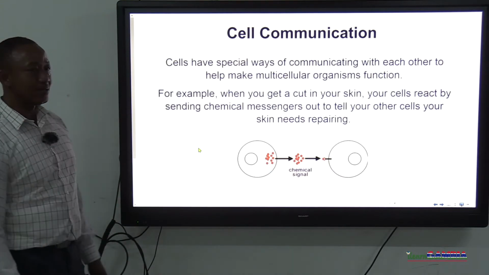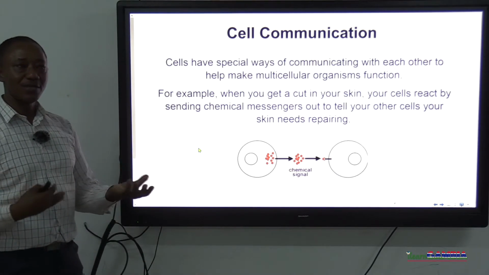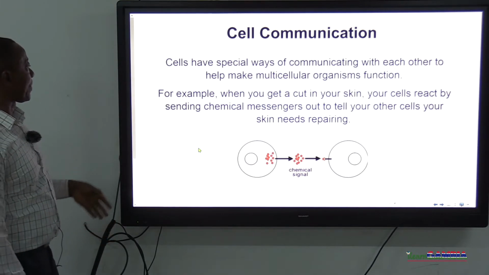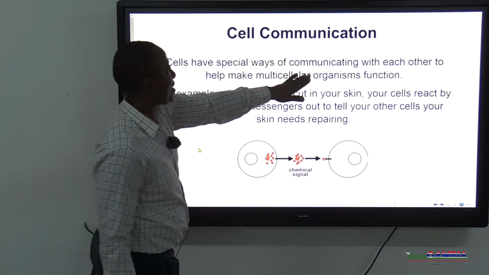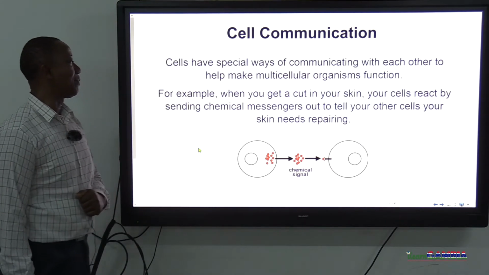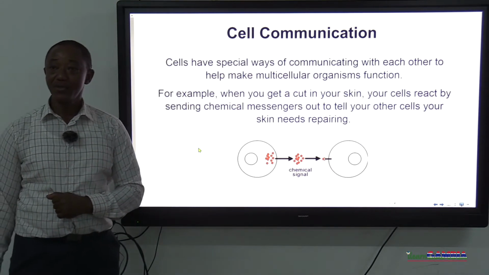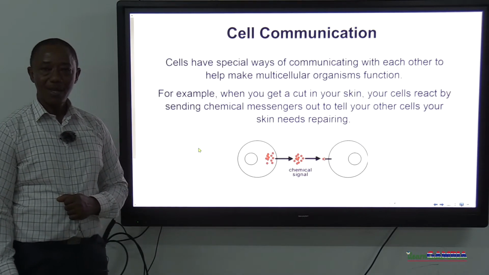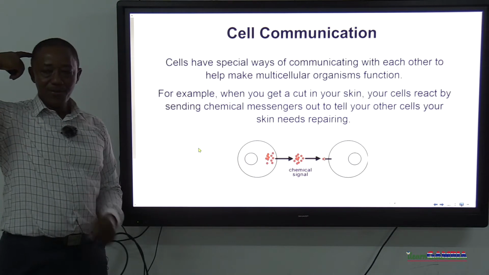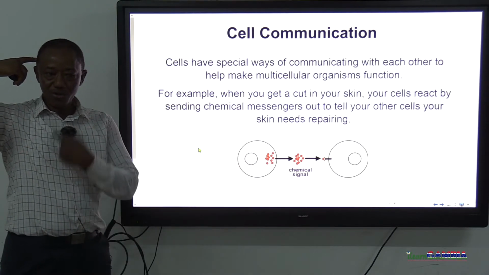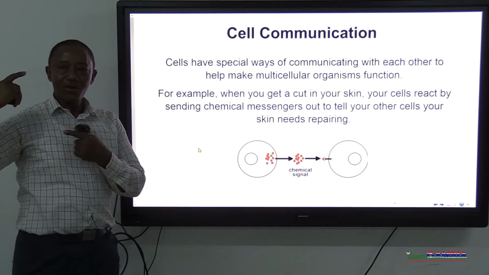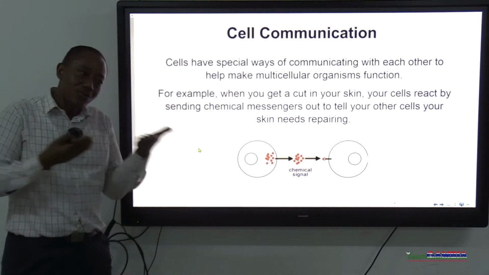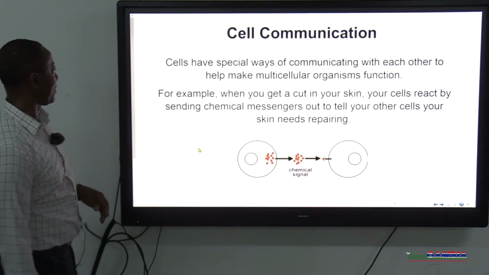Now, how do cells link with each other? How do cells communicate? I will try to look at it like the way we communicate in the real world. We say cells have special ways of communicating with each other to help make multicellular organisms function. So imagine something happening on your big toe, and your brain is all the way up there. Your toe has to communicate with the brain. Or something happening to some part of the body, that information must go to the brain. So how do they do that communication? That's what we're trying to talk about.